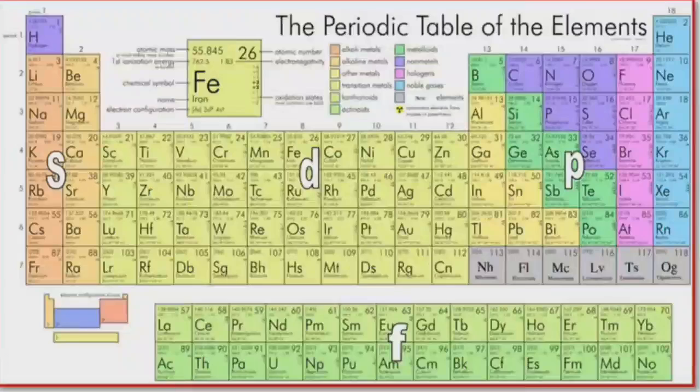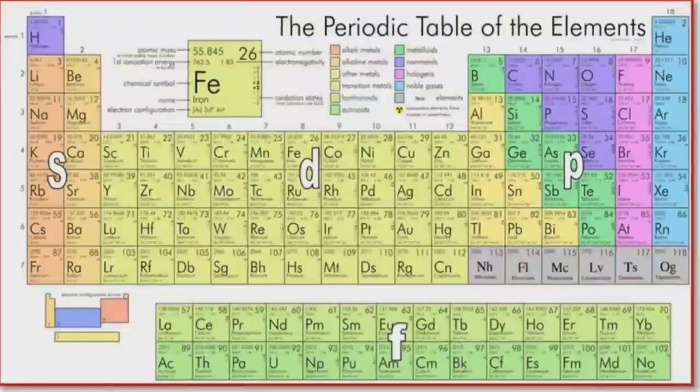Sixth period contains 32 elements. Here you can see the 56th element is barium. After that, 71, lutetium is there. From 57 to 70, you can observe at the bottom of the periodic table. The place of these 14 elements is in between barium and lutetium. So, 18 plus 14, total 32 elements are there in the 6th period.